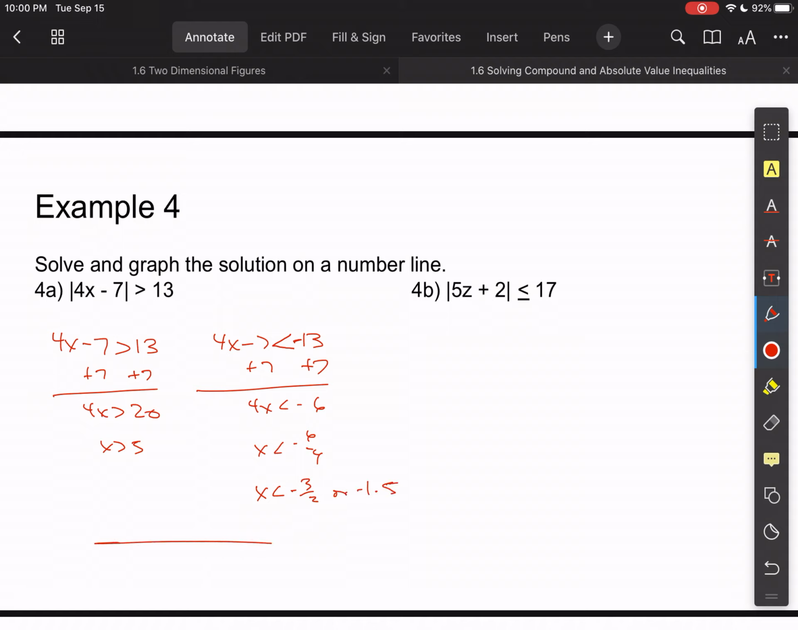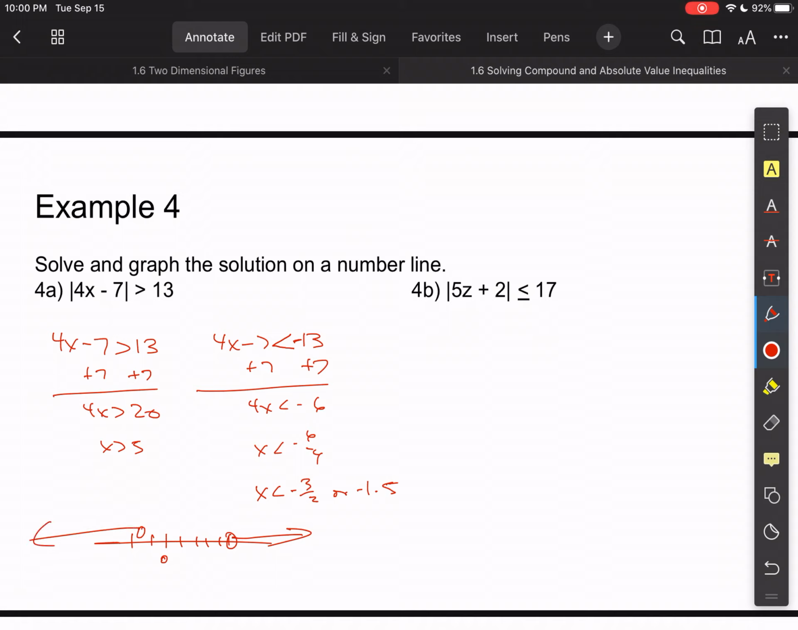Okay, so I put this on the number line. It says x is greater than 5. So let's call this 0, 1, 2, 3, 4, 5. We'll put an open circle there. It says x is greater than that, so we're going to go this direction. And then it says x is less than negative 1.5. So here's negative 1, negative 2, negative 1.5 is here. And it says less than, so we're going to go this direction.